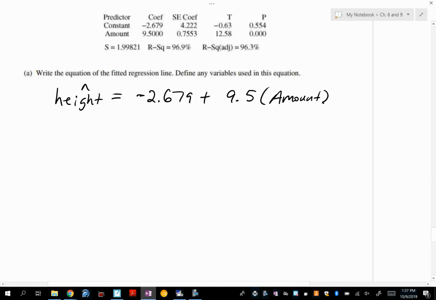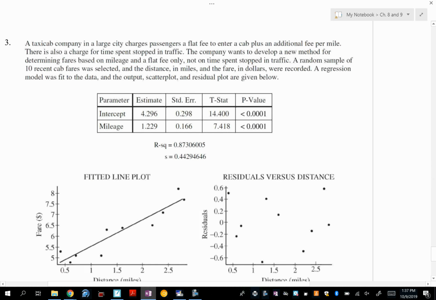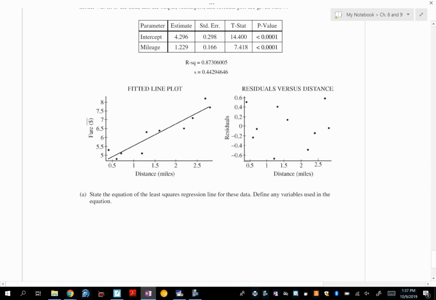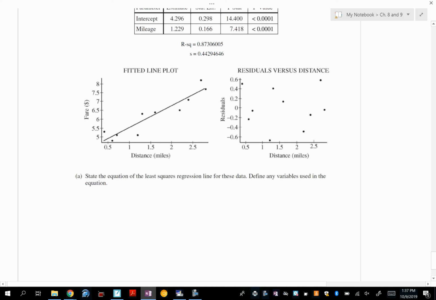Okay. And then number 3 is talking about the taxi cab company. This one gives you, look up here, guys. Take a look up here. This one actually gives you the scatter plot. Does everyone see that? So if you're having trouble about which one's X, which one's Y, well, you know that this is the X-axis. That's the Y-axis. So it's going to be fare hat equals 4.296 plus 1.229 times mileage.